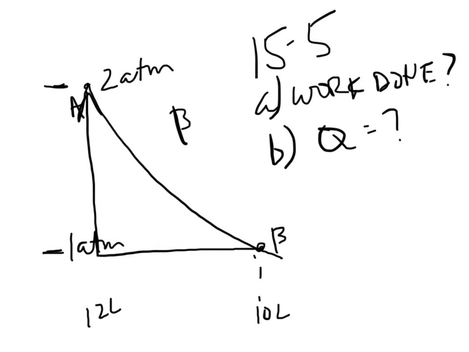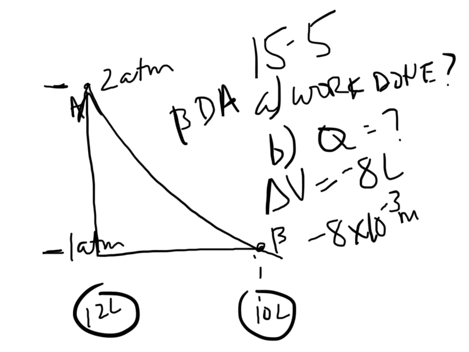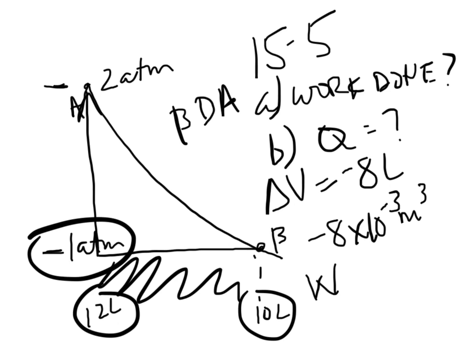In this question, since they say just tell us about the work that's done between B, D, and A, what we can say is that we know we lost 8 liters worth of volume, so delta V is negative 8 liters, or negative 8 times 10 to the minus 3 cubic meters, to keep it metric. And that happened at 1 atmosphere pressure, around 101.3 kilopascals.